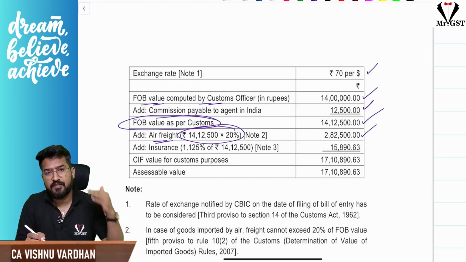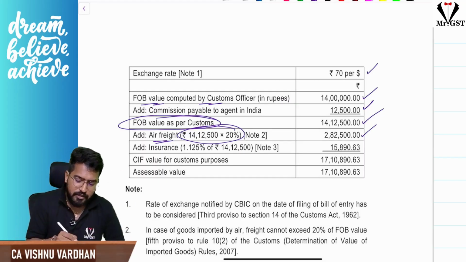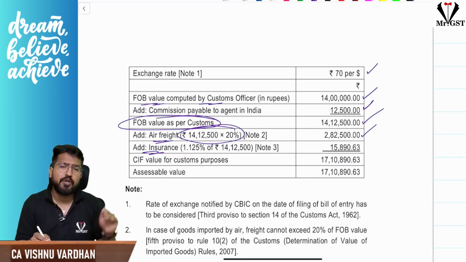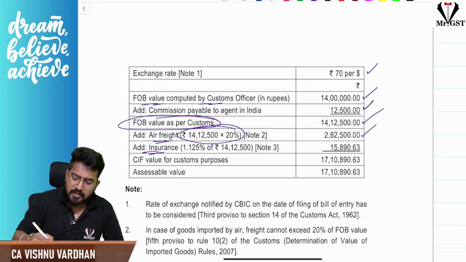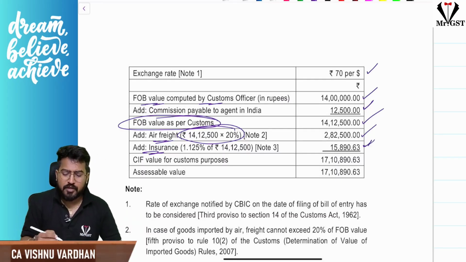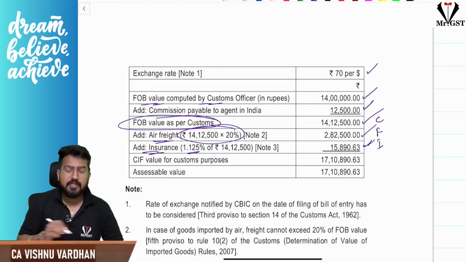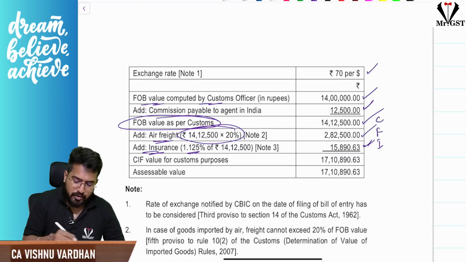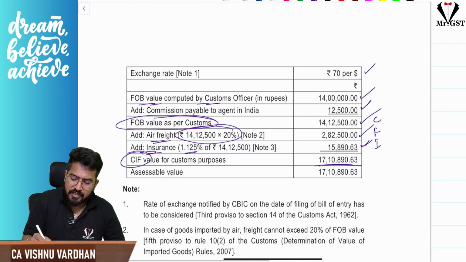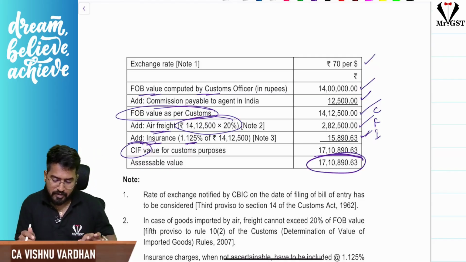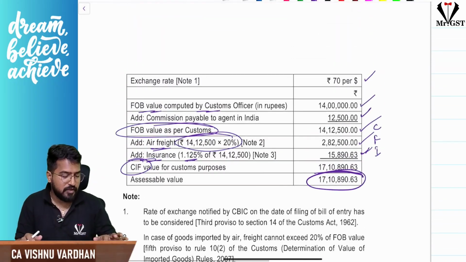But actuals is different, something higher than that, so don't consider that. Insurance, they did not mention anything in the question, so we take 1.125% of the FOB value as insurance, not freight, sorry. So we have got the cost, insurance and freight. So CIF value you have got it. Okay, CIF value is 17 lakh 10,890.63 rupees. That itself will be taken as assessable value. Okay, right. So that is the second question.